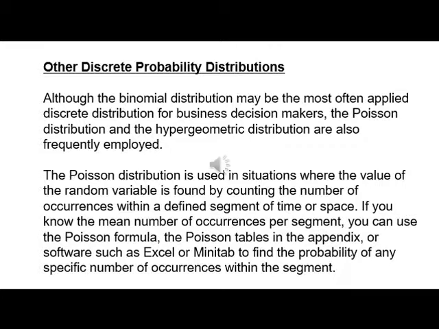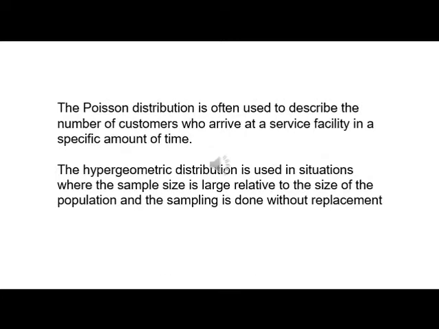The Poisson distribution is often used to describe the number of customers who arrive at a service facility in a specific amount of time. The hypergeometric distribution is used in situations where the sample size is large relative to the size of the population and the sampling is done without replacement.